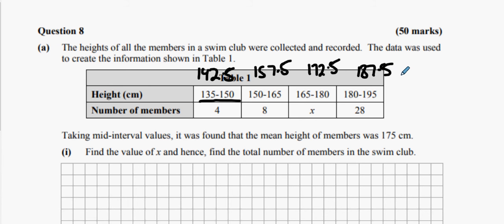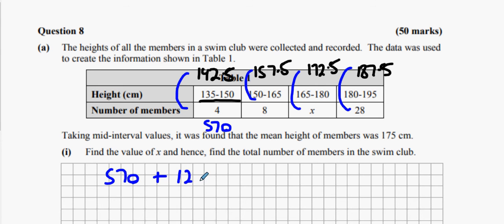Now, what does it mean by mid-interval values? We've got to multiply these by the frequencies, don't we? So what are we going to do? 142.5 multiplied by 4 is 570. 157.5 multiplied by 8 is 1,260. 172.5 multiplied by x is simply 172.5x, and 187.5 multiplied by 28 is 5,250. You okay with that?